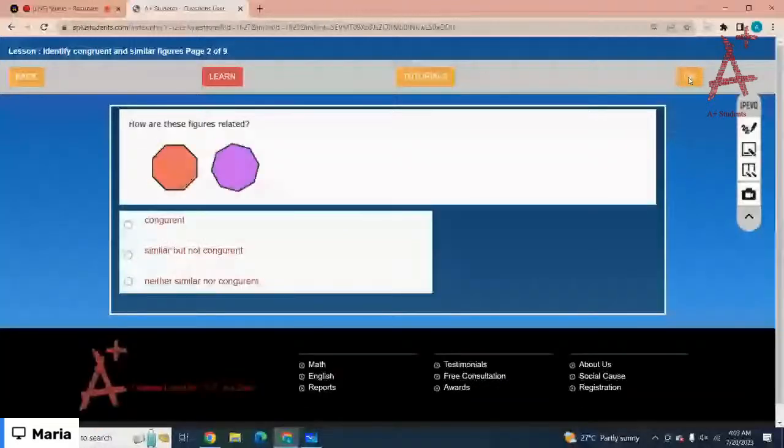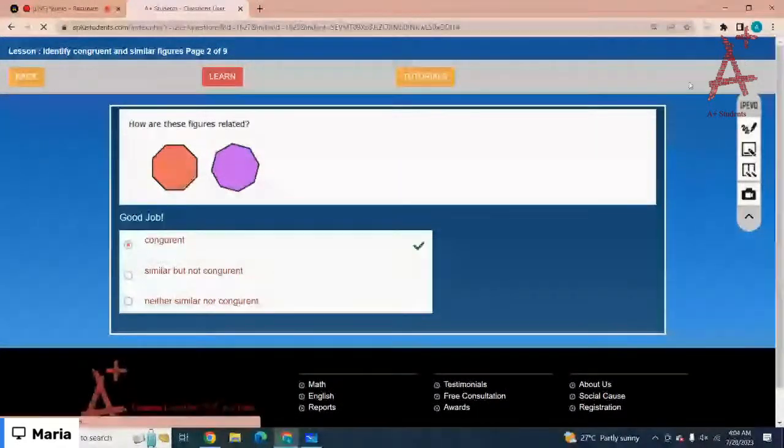Okay, how are these shapes related? So which is the correct option? The correct option is they are congruent. Got it? Yes, they are congruent because they have the same shape and size.